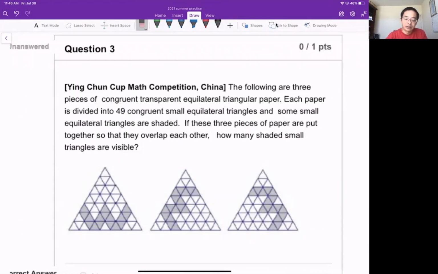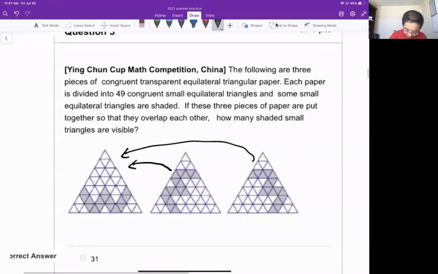Question number 3. This problem says we have 3 pieces of paper. Each of them is in the shape of an equilateral triangle, and they're transparent. Each one is divided into 49 congruent small equilateral triangles, and some of them are shaded. Now we put them together, overlapping. The question is, what is the number of shaded equilateral triangles we can see if you put all 3 together, overlapping?